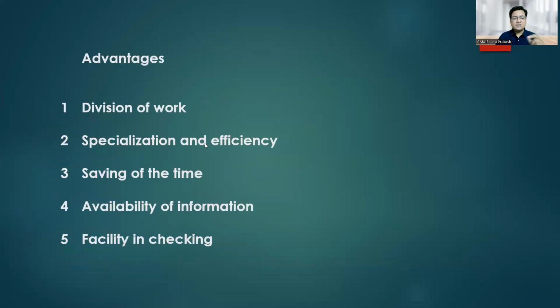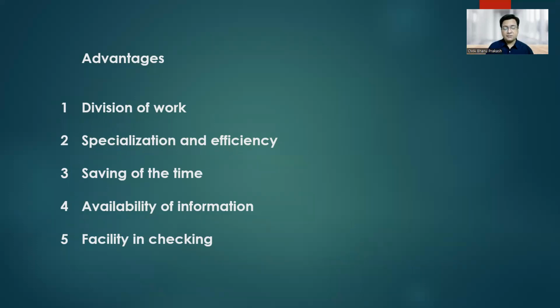Second, specialization and efficiency. See, because we divided the work, we have engaged different people for different types of work. Now they will get specialized. Somebody will become specialized in taking care of the purchase related transactions, and they will develop efficiency in that. Same is the case with sales; somebody else is engaged for sales, they will develop efficiency for that and they will become specialized. So because we could divide the work, that will lead to specialization and efficiency.